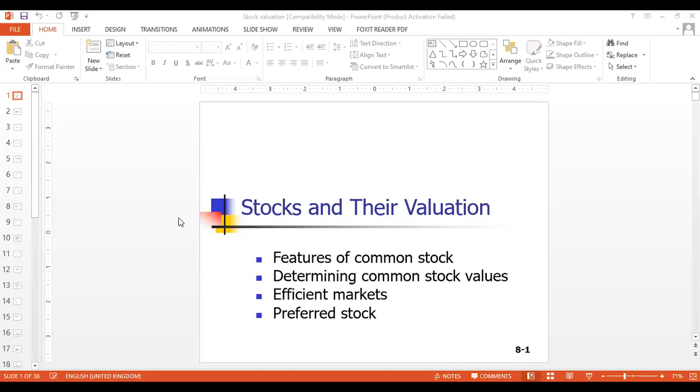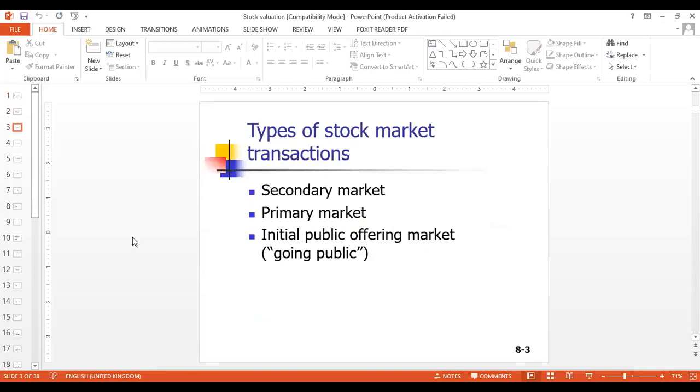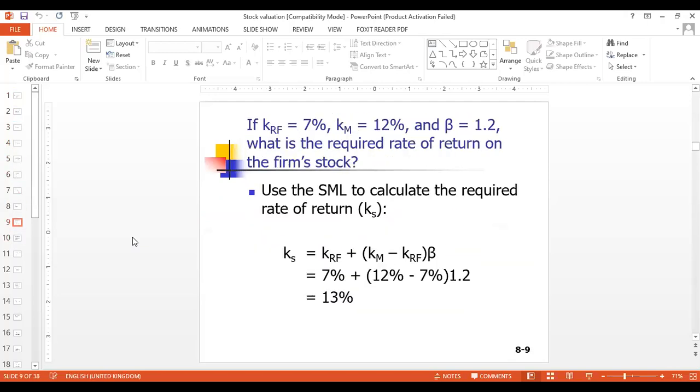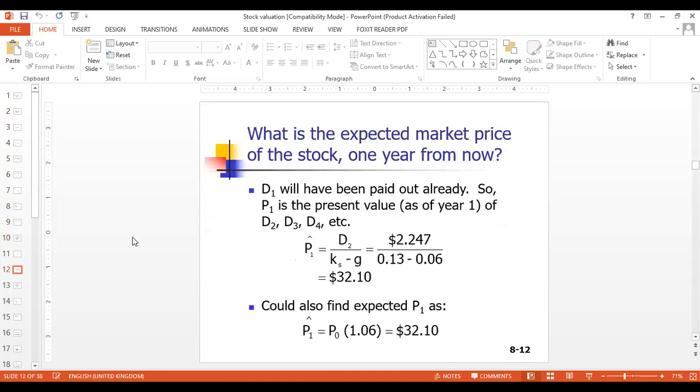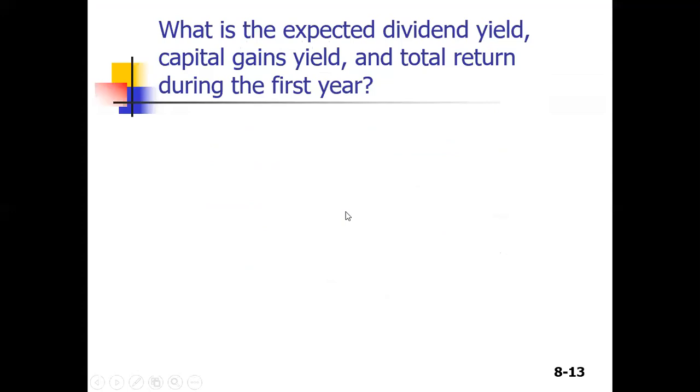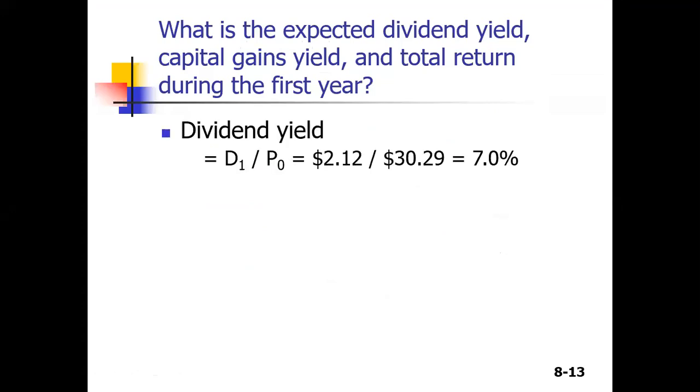Okay, now I will show you the calculation of expected return using the total yield formula. Okay, just see that slide. Expected dividend yield, capital gain, and the total return during the first year. This is the formula of dividend yield. If you know the current dividend and the current price of a stock, just divide it, you will get, okay, now the current dividend yield is 7%.